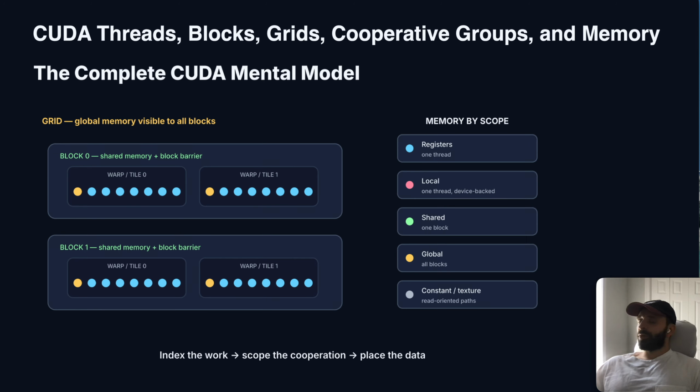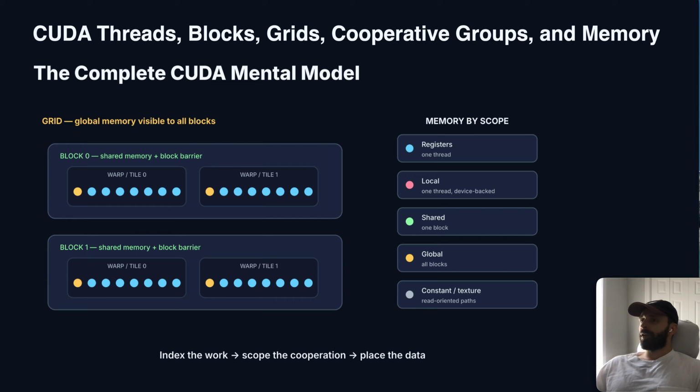All right, so here we have CUDA: threads, blocks, grids, cooperative groups, and memory. CUDA can look like a pile of special syntax, but most of it comes back to three simple questions. The first question is, which thread owns this piece of work? The second question is, which threads need to cooperate with each other? The third question is, where should the data live? The picture on the slide is basically a summary of the whole video in compact form.